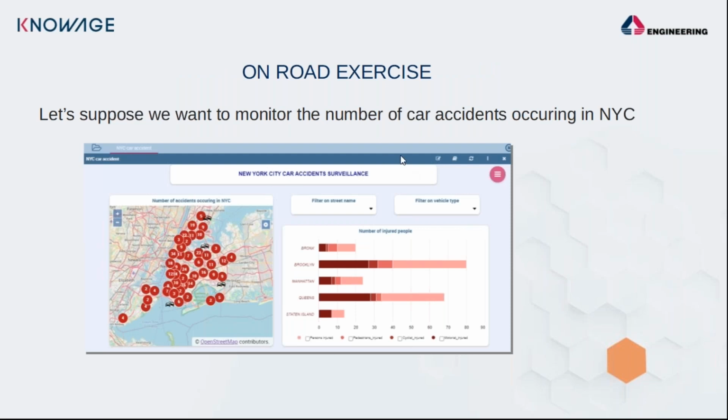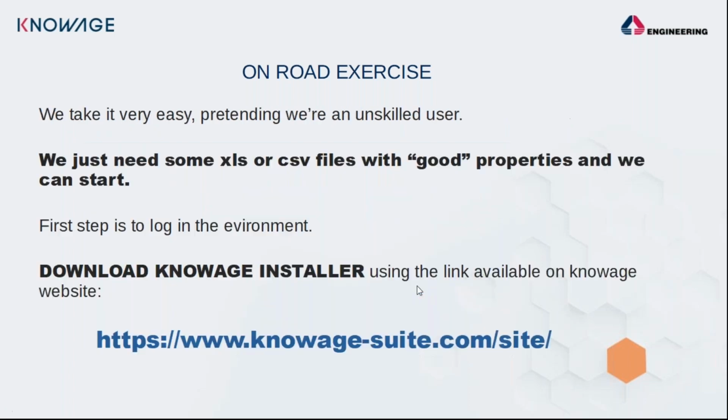So I propose you do a little exercise together. I will explain here, and then I'll show you how to do it using the Knowage platform. So let's follow the main steps together. The example is, let's suppose we want to monitor the number of car accidents occurring in New York City. Here is the goal, how we want the dashboard to look. We want to configure a map widget, put some selectors, and have a chart summing up the number of injured people, for instance. And let's see how to do it.